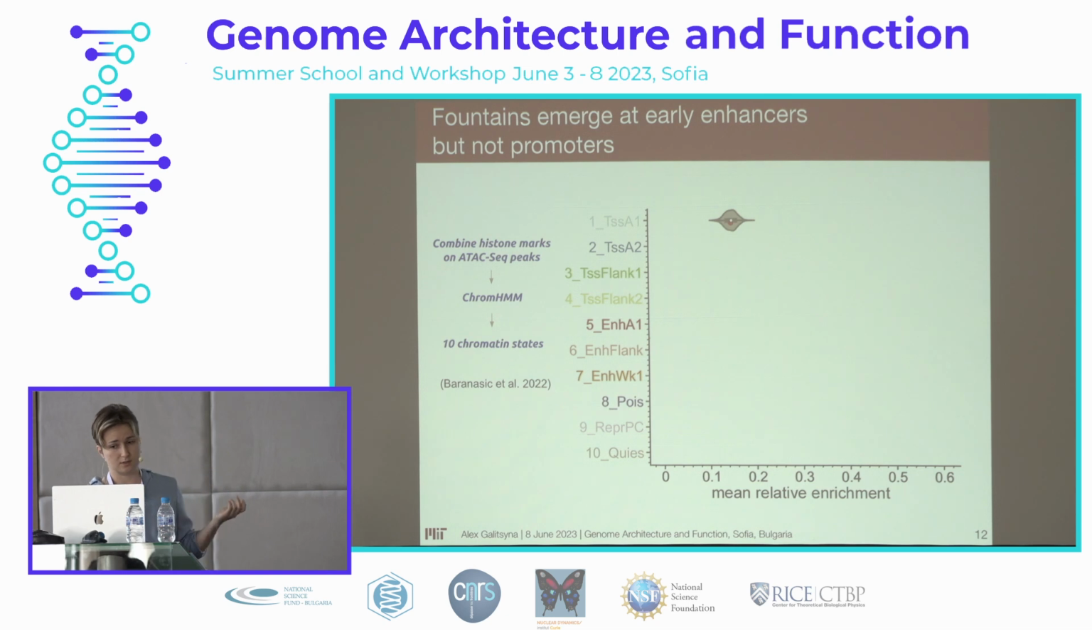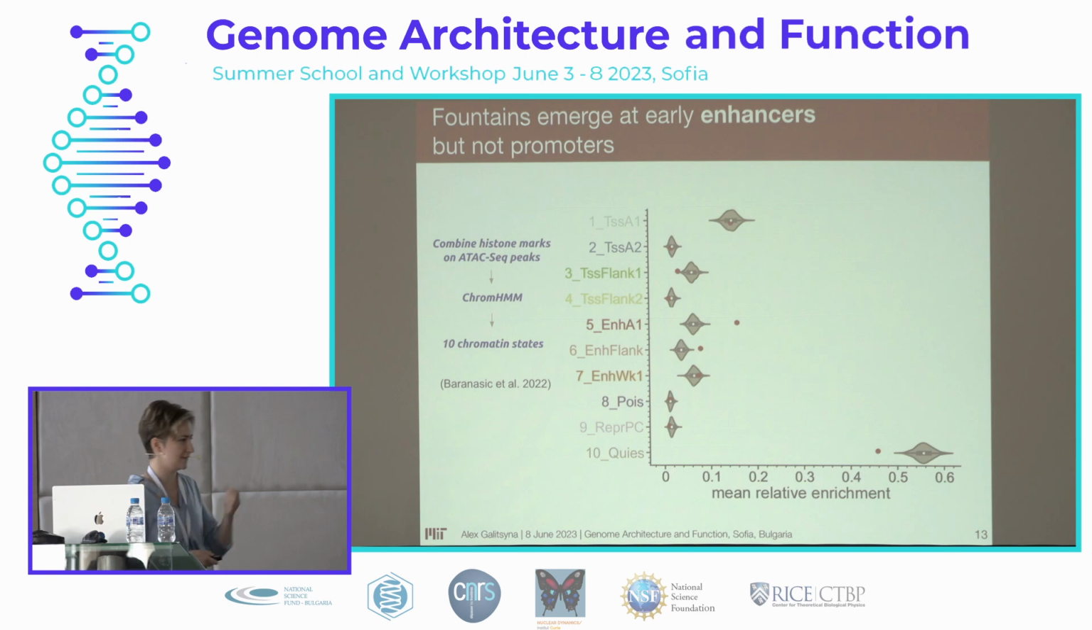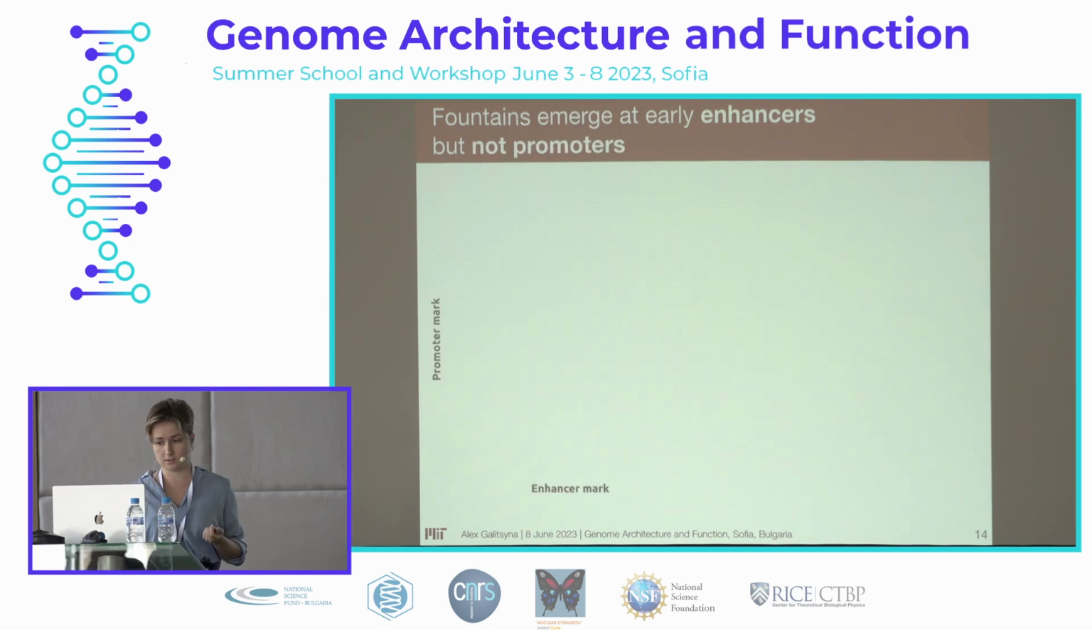So the question is what's going on, and what are the states that are enriched at the fountains? And it turns out that the only states that are enriched at fountains are enhancer related. It seems like only early enhancers but not promoters are forming these fountain structures.